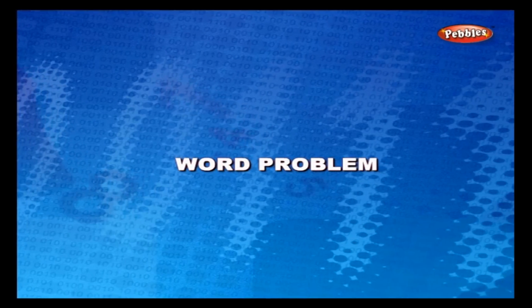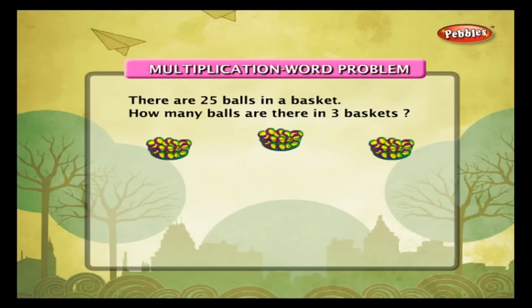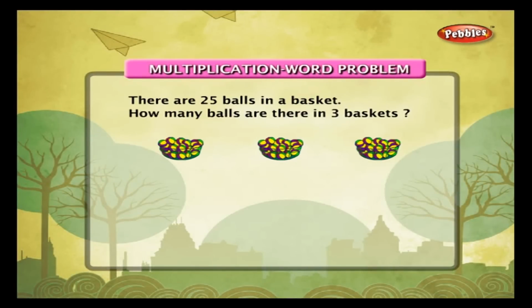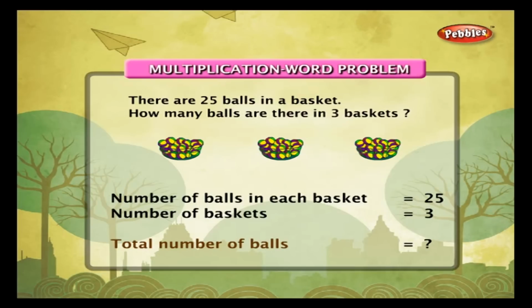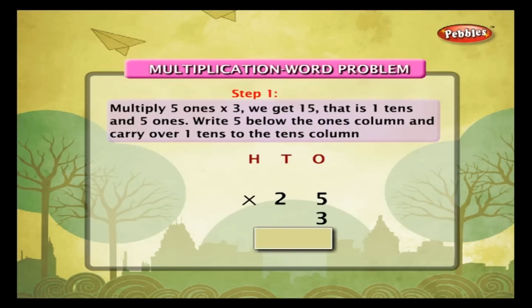Word problem. Problem 1. There are 25 balls in a basket. How many balls are there in 3 baskets? Number of balls in each basket is equal to 25. Number of baskets is equal to 3. To find out the total number of balls in all 3 baskets, follow these steps. Step 1. Multiply 5 ones into 3.